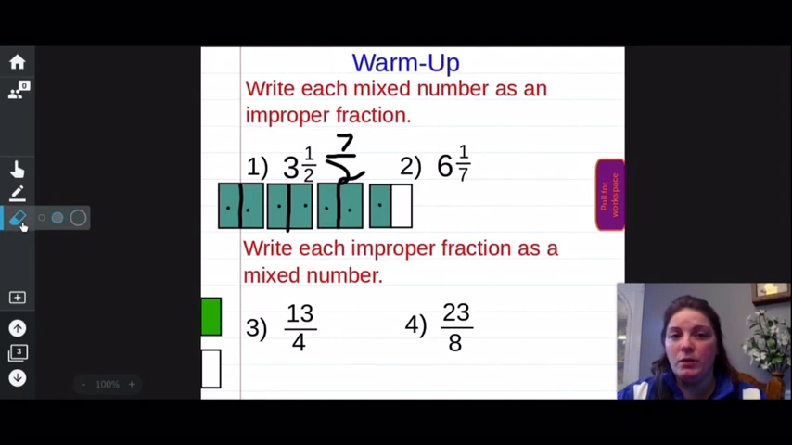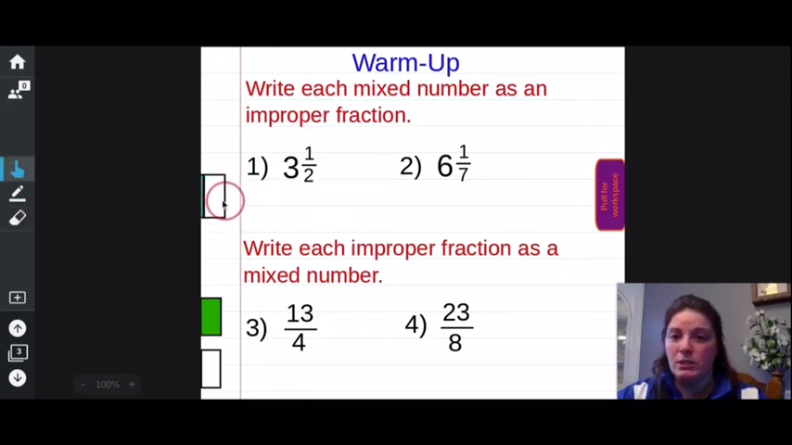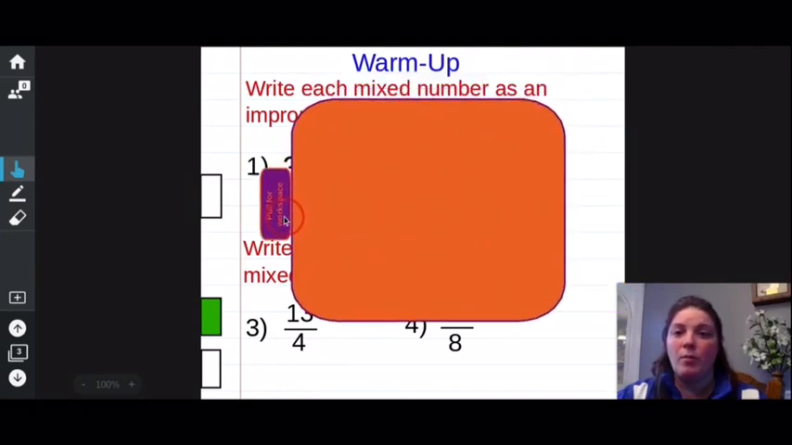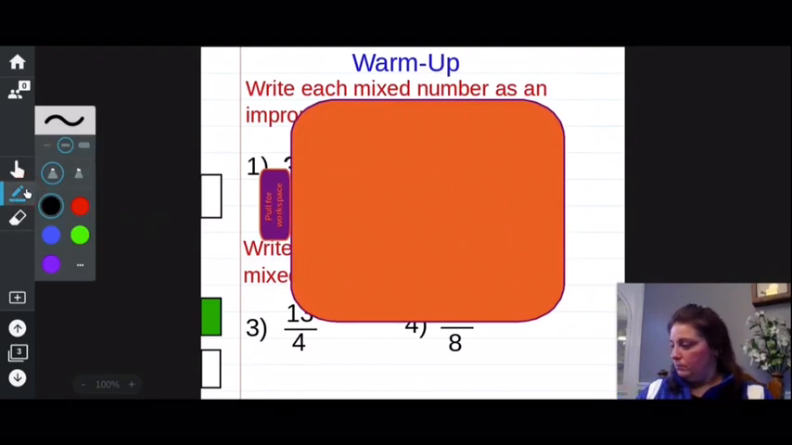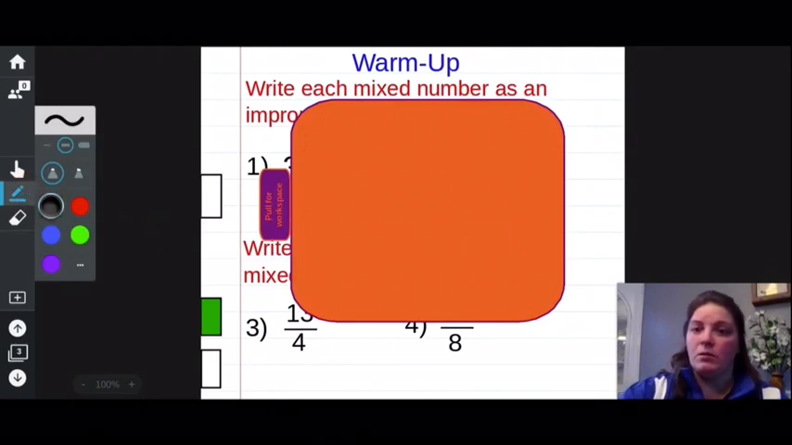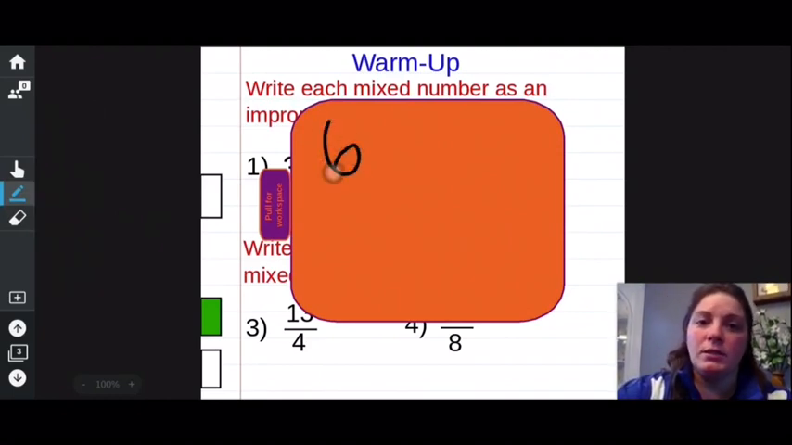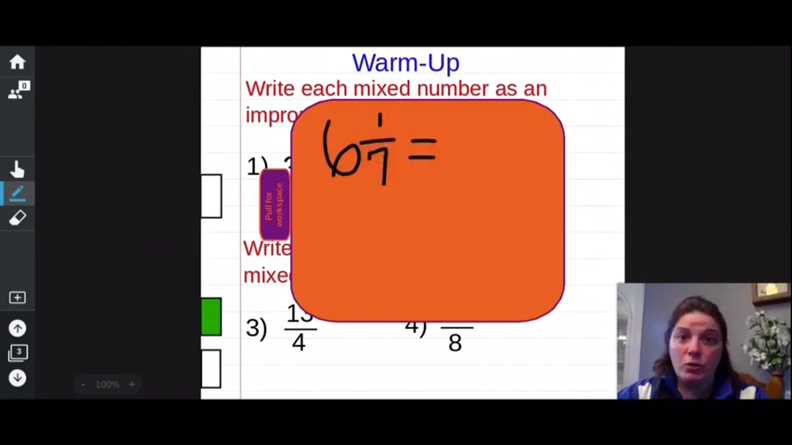All right, let's do number 2, but I'm going to do this without a model and show you how you can do this with just the steps. So we're taking 6 1/7 and we're writing it as an improper fraction. Of course, you could draw this model just like we did for number 1. If that helps you to understand the problem a little better, please feel free to do that. Otherwise, I'm going to show you how to do it without a model.